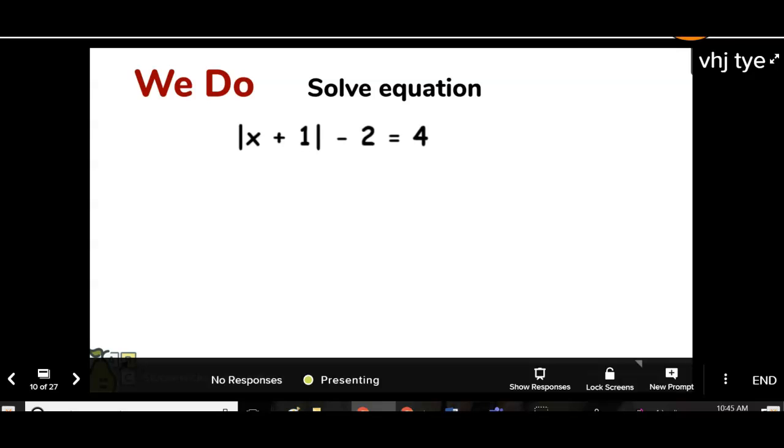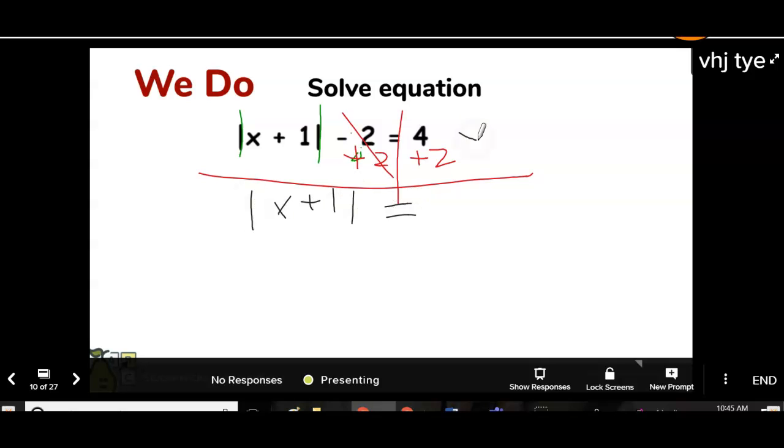For this equation, first locate your bars. They are here, and outside you have a number, -2. So get rid of the -2 first by adding 2. Do the same on the other side of the equal sign. So this is gone. And you bring down the bars, equal sign, add up the two numbers on the other side. And now outside of the bars, you don't have any number here or there. So this is a clean equation.